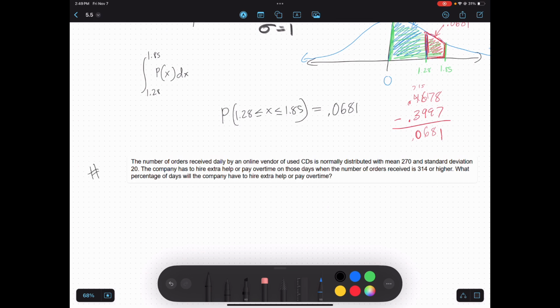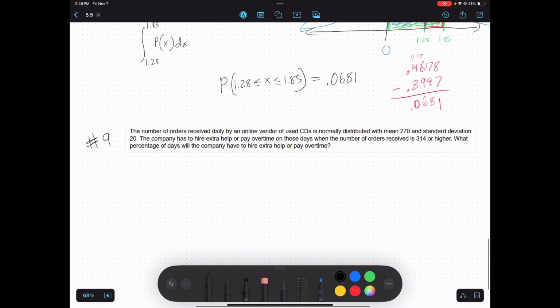Okay, the last one I want to go through is number 9. And this is our good applied problem. So we have an online vendor of UCDs that the number of orders that they receive every day ends up being a normal probability function, or normally distributed. And you'll notice that with this problem, it gives me a mean of 270 and a standard deviation of 20. So in this case, we're not using that standard normal distribution where my mean is 0 and my standard deviation is 1.